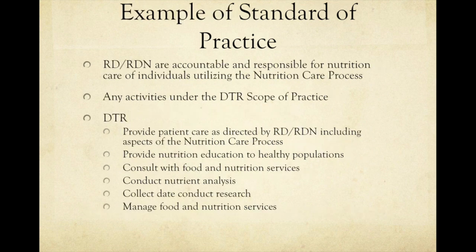So here are some examples of what standards of practice look like. Basically, it's saying that RDs and RDNs are accountable and responsible for nutrition care of individuals utilizing the nutrition care process, and any activities under the DTR scope of practice. So what they're saying is the standards of practice are saying that RDs are going to address the nutritional needs of patients and clients utilizing the nutrition care process, and then any of the below mentioned scope of practice that is also under the DTR.